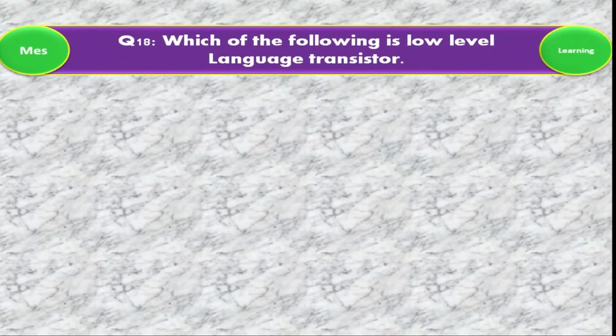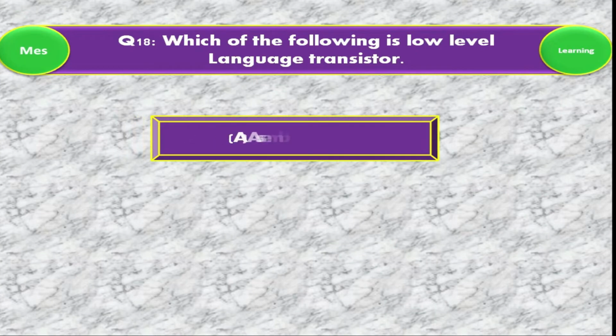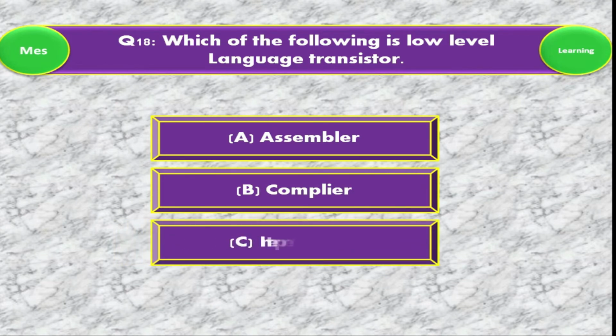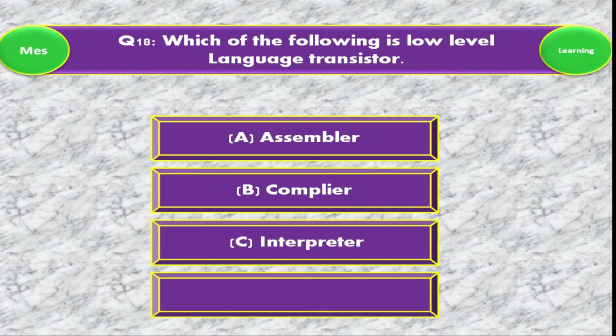Question 18. Which of the following is a low level language translator? Assembler, compiler, interpreter, none of these. Right answer, assembler.